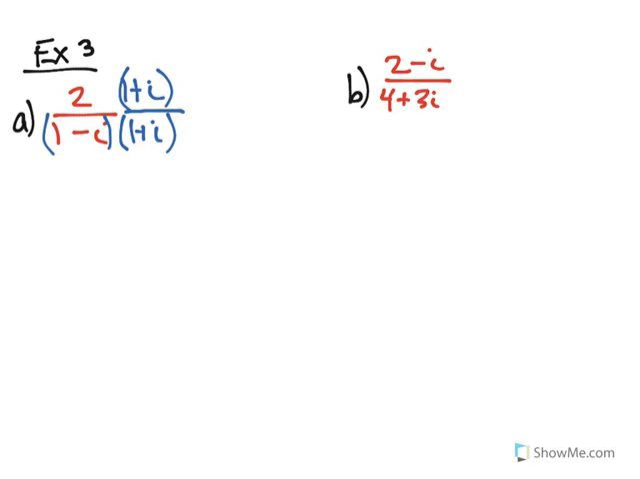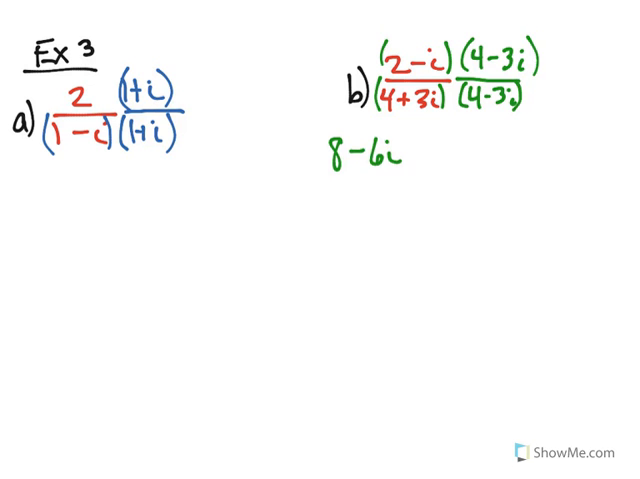Over here on the right side for b, all I care about is getting rid of the bottom. So I'm going to multiply top and bottom by the conjugate for minus 3i. When I multiply it out, up on top, I get an 8 minus 6i and a minus 4i and a plus 3i squared, and on the bottom we get a 16 plus 9.